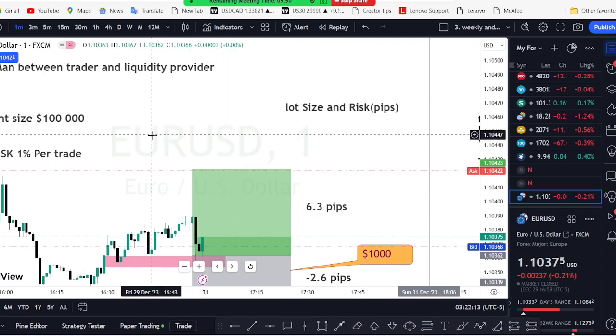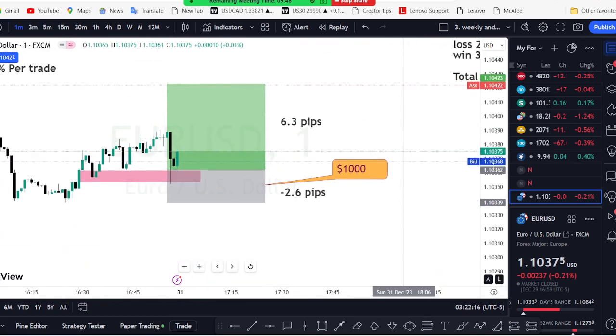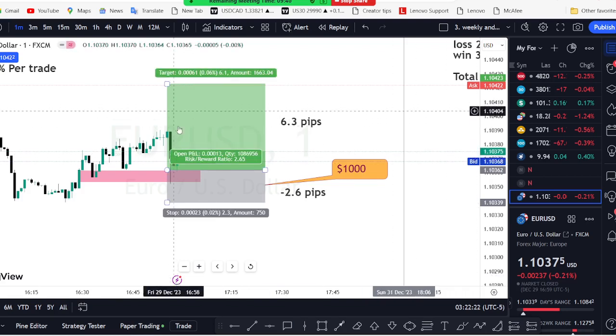So in order to buy 1 euro, we need to spend how much? At the moment, we need to spend $1.10 at least to meet the requirements to buy 1 euro.